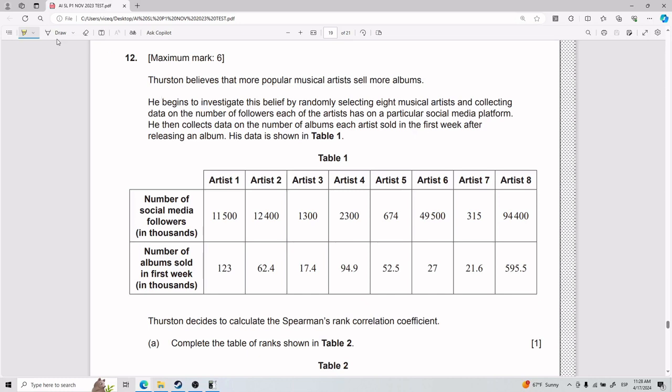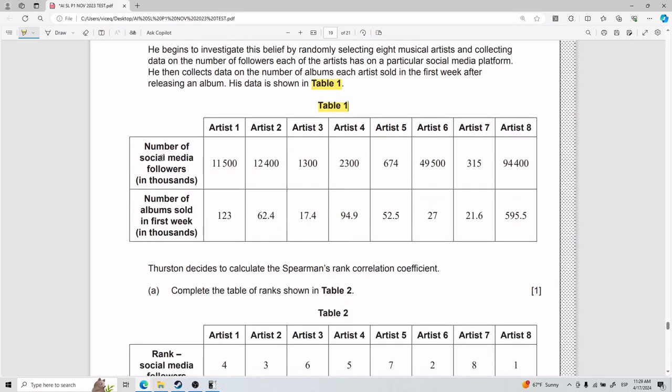Alright? So, we have our homeboy Thurston. Thirsty Thurston believes that more popular musical artists sell more albums, and so he begins to investigate this belief by randomly selecting 8 musical artists and collecting data on the number of followers each of the artists has on a particular social media platform. Blah blah blah. He then collects data on the number of albums each artist sold in the first week after releasing an album, and his data is shown in Table 1. Table 1 is right here.